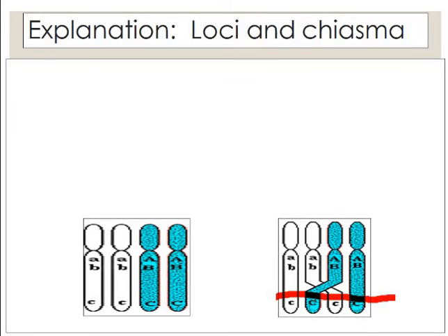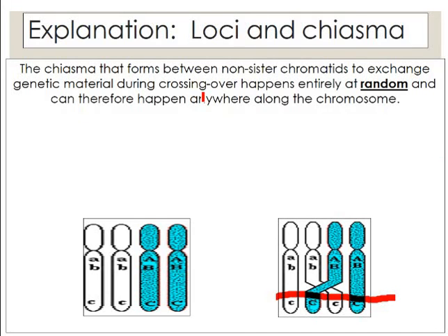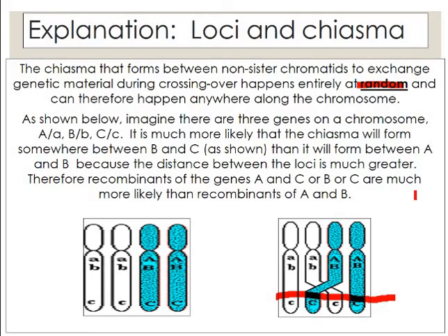And just to run through it once more, the chiasma, so this point of contact between non-sister chromatids to exchange genetic material during crossing over at meiosis, happens entirely at random and can therefore happen anywhere along the chromosome. As shown below, imagine there are 3 genes on a chromosome, A, B, and C, with A and B being close together and C being quite far apart. We've got a chromosome here, let's say this one's from the mum, let's say this one's from the dad.